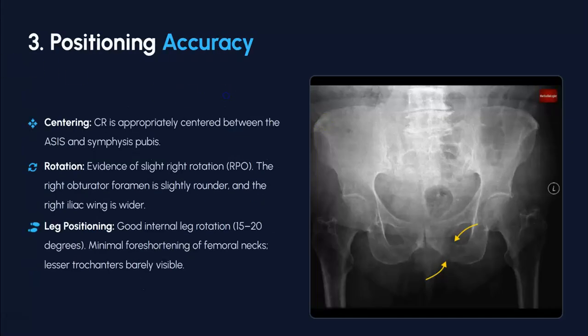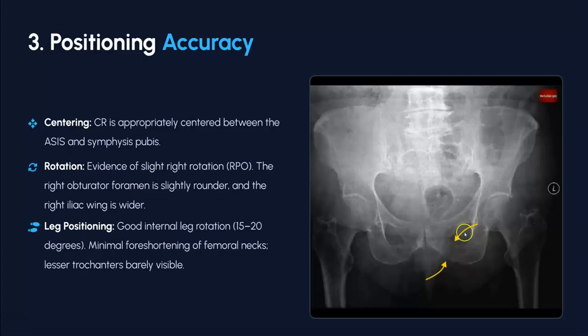Now let's dive into the positioning accuracy. Starting with our central ray alignment, the central ray appears to be appropriately centered midway between the level of the ASIS, or the anterior superior iliac spines, and the symphysis pubis, ensuring beam divergence does not overly distort our superior or inferior structures. However, when we evaluate for rotation, there is definitive evidence that the patient was not positioned flat on the table.